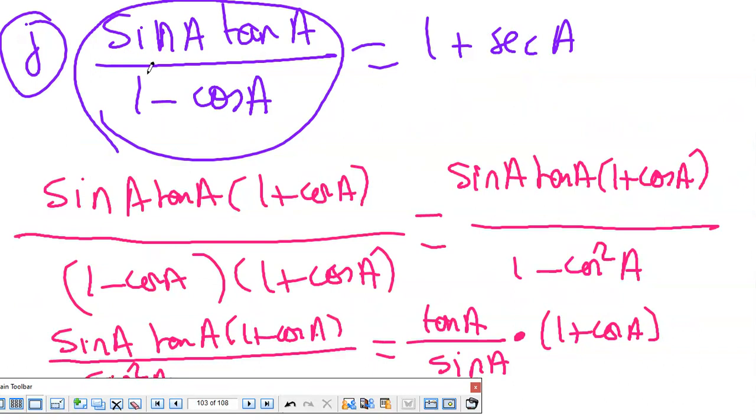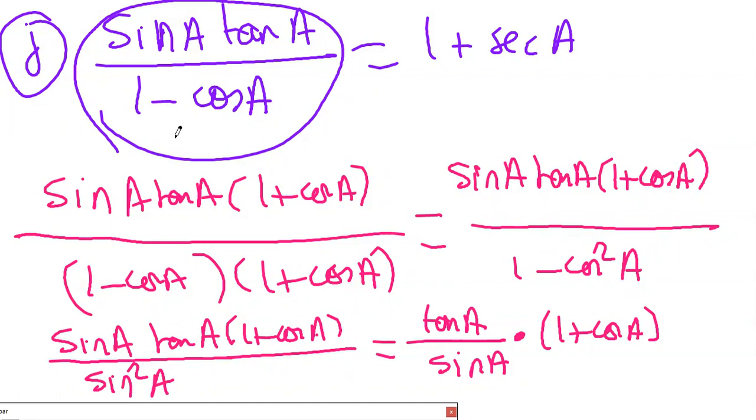Again, sine A tangent A over 1 minus cosine A, I will multiply by the conjugate of the denominator. I multiply up and down by 1 plus cosine A. Then down is going to be 1 minus cosine squared, so it's sine squared. And the numerator will be sine A tangent A times (1 plus cosine A).